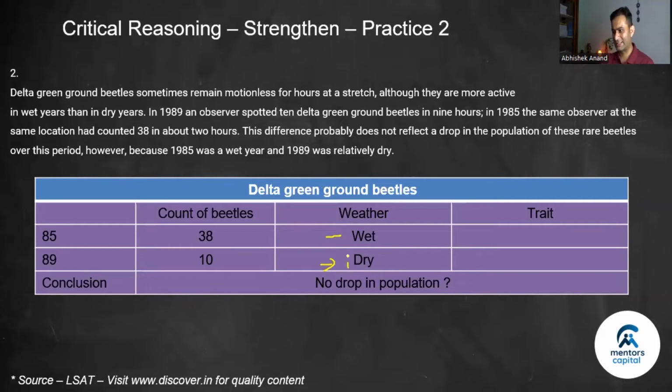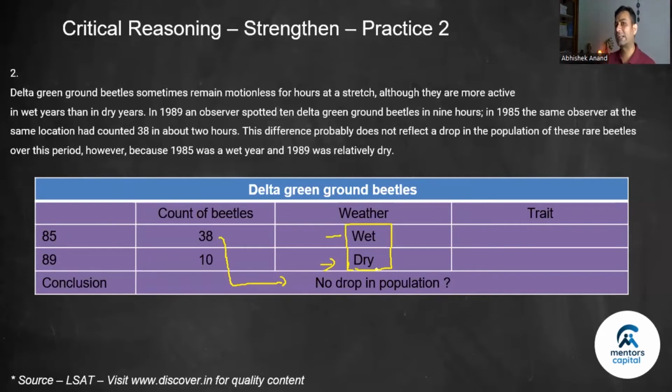So basically, this drop is no drop in population, to be justified because of this difference. In 85 it was wet, in 89 it was dry. So something would have changed because of the change of condition. This is justifying that the population has not decreased.